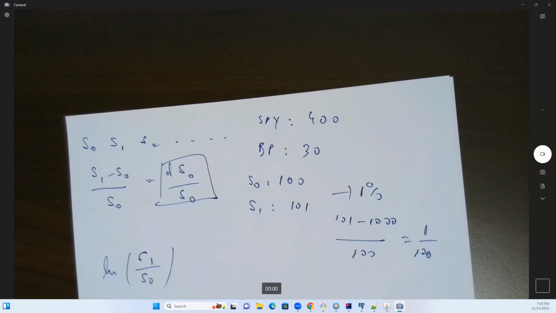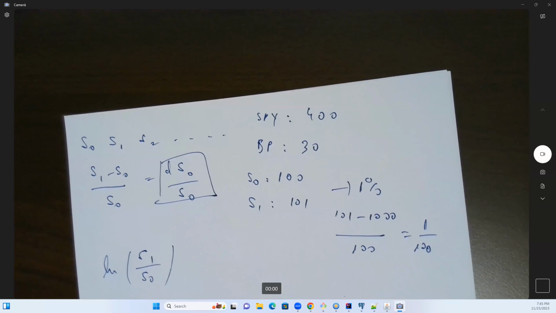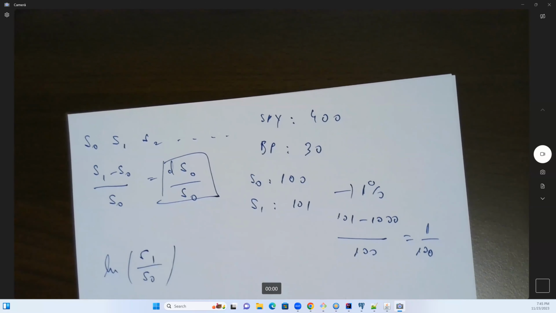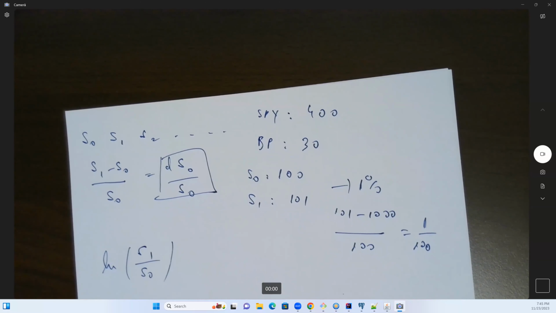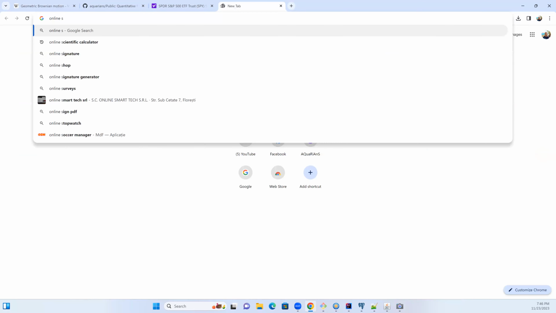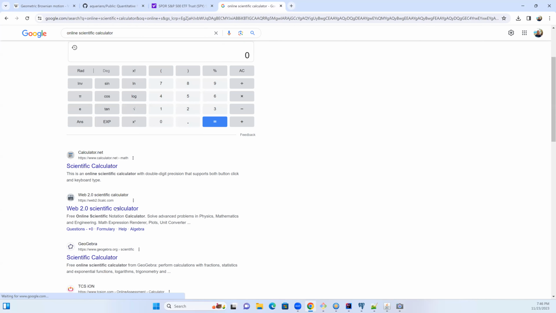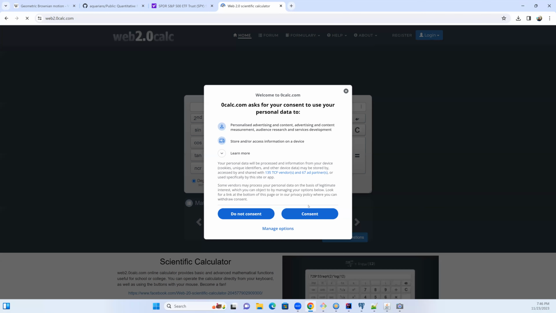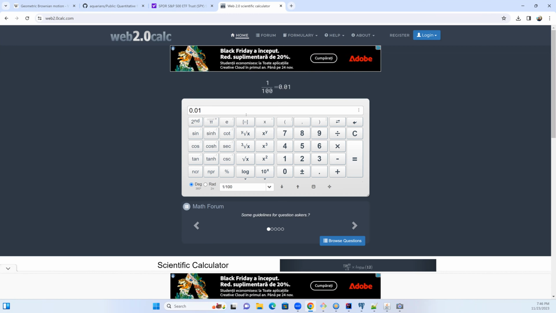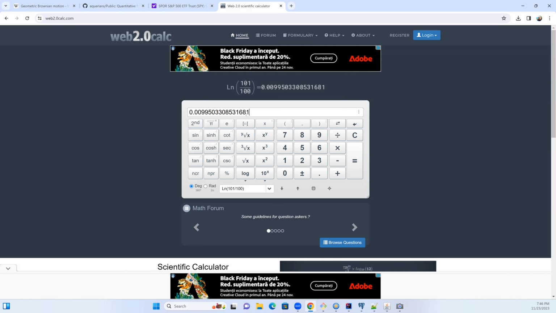And why do we use that? Well, first, let's try to look a bit at the actual values and see that they are very similar. So let's take a look. Online scientific calculator. This one. Yes, okay. So we have 1 over 100, which is 0.01, right, 1%. And we have logarithm of 101 over 100, which is very close to 0.01.